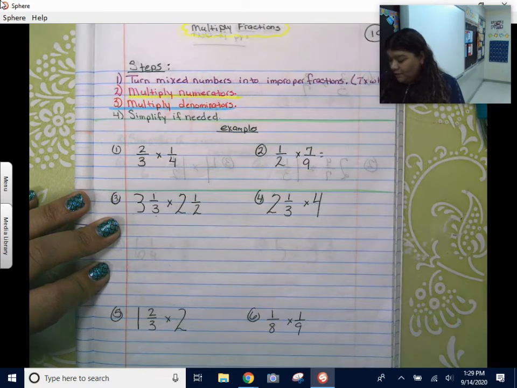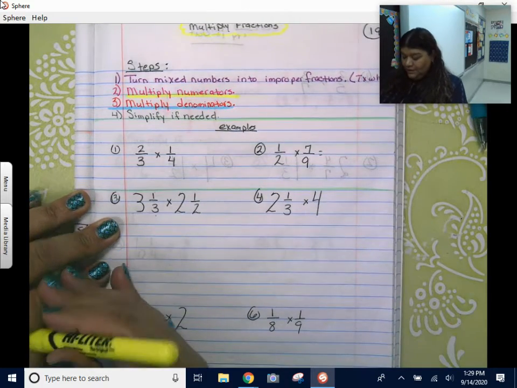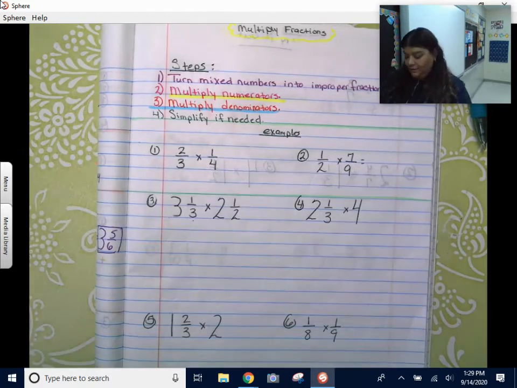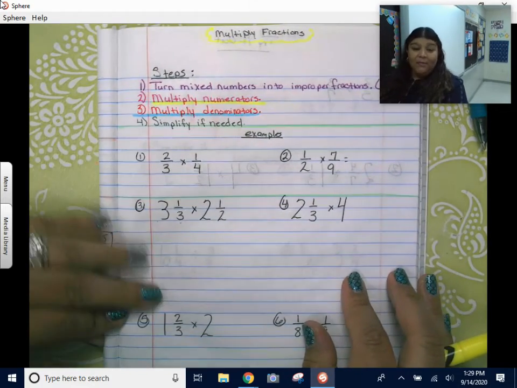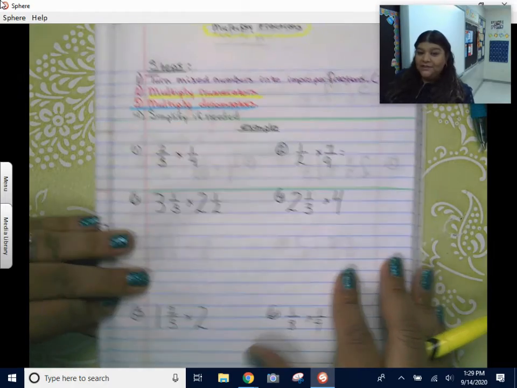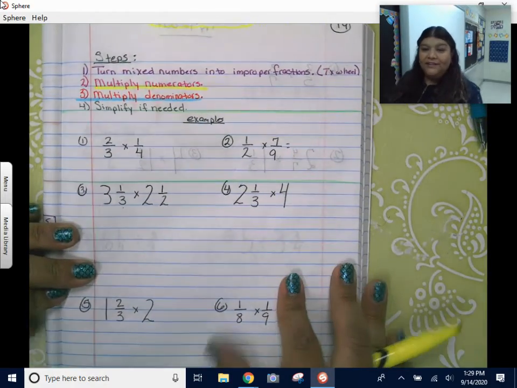So take a look at the first problem. 2/3 times 1/4. There we go. First thing you look for, I don't care about the denominators, okay? It doesn't matter that they're different right now. It's okay that they are different, all right?